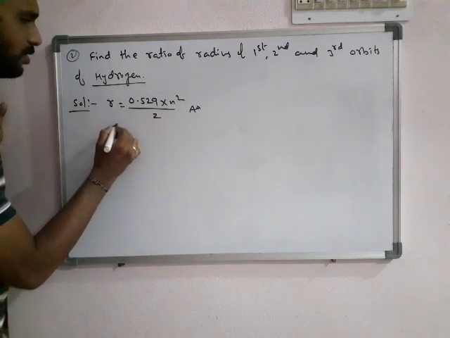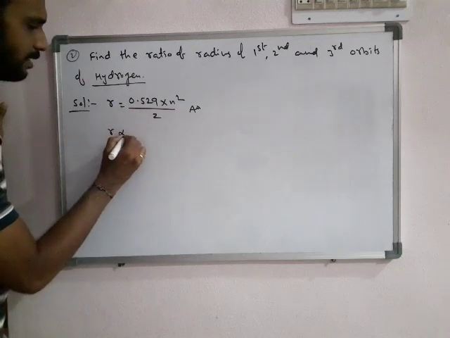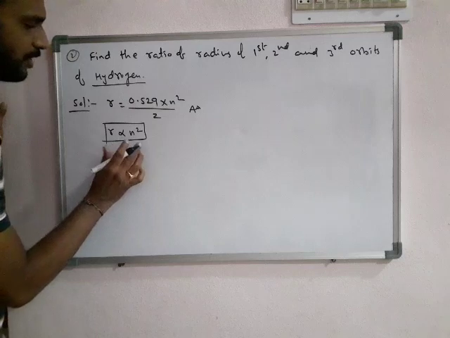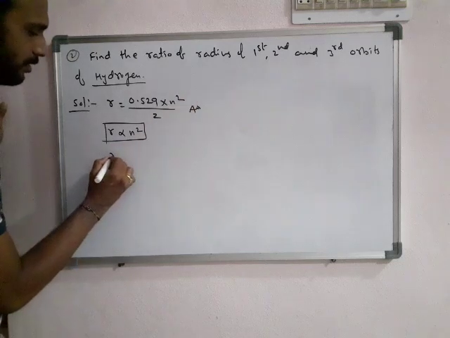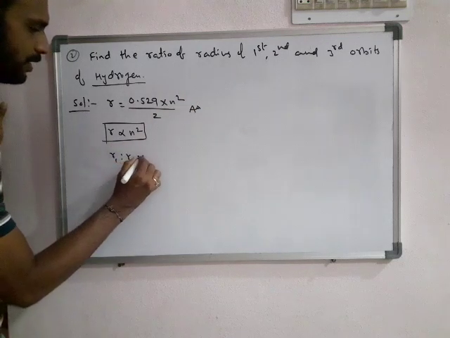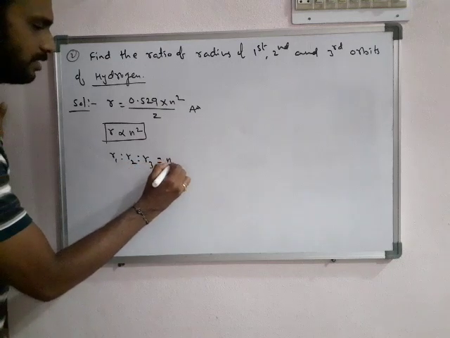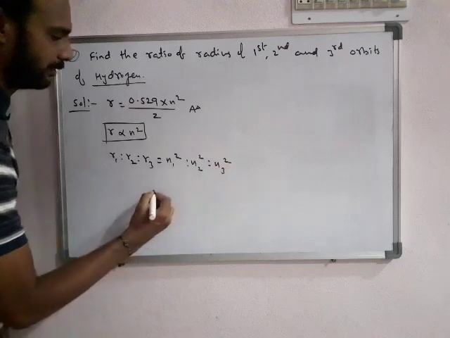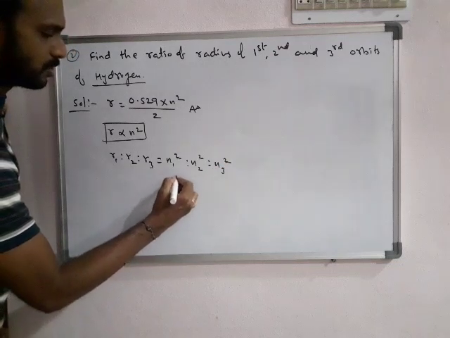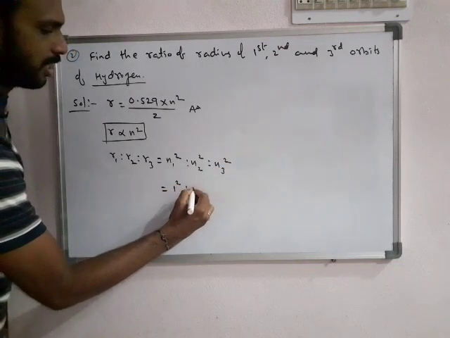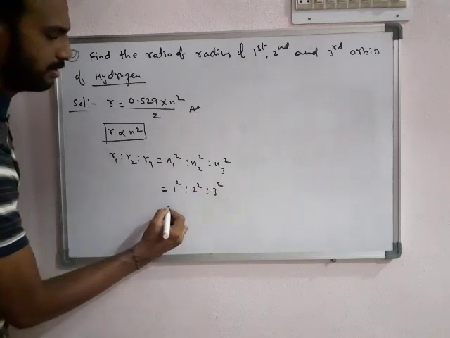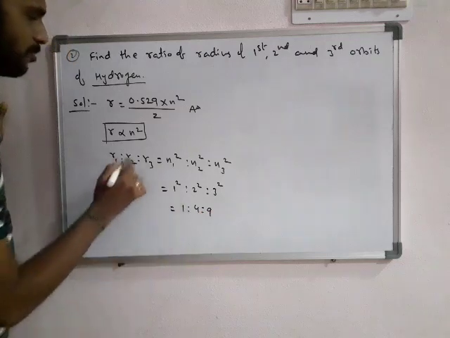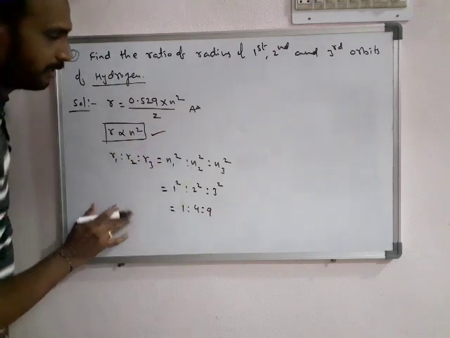So R is proportional to n square. We need to calculate the ratio of the three. So R1 : R2 : R3 is equal to n1 square : n2 square : n3 square. This is first orbit, second orbit, third orbit. So what is their ratio? 1 is to 4 is to 9. Simple. We must just know this relation. Okay.